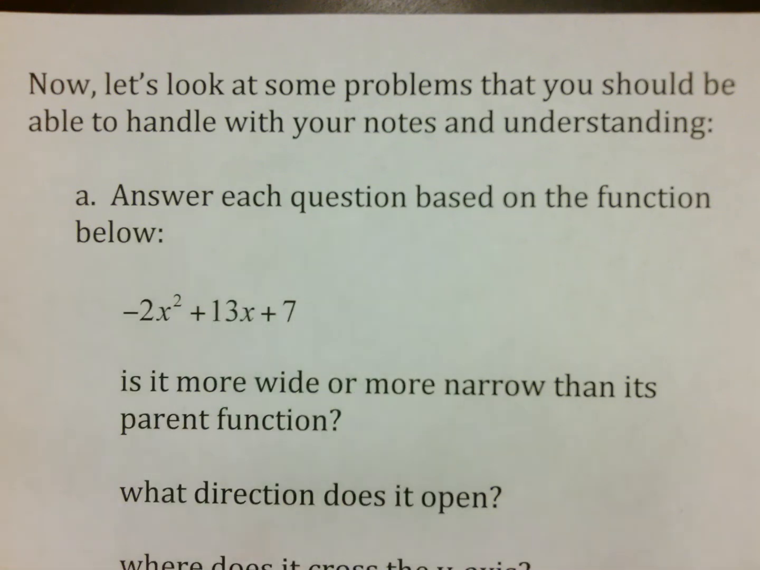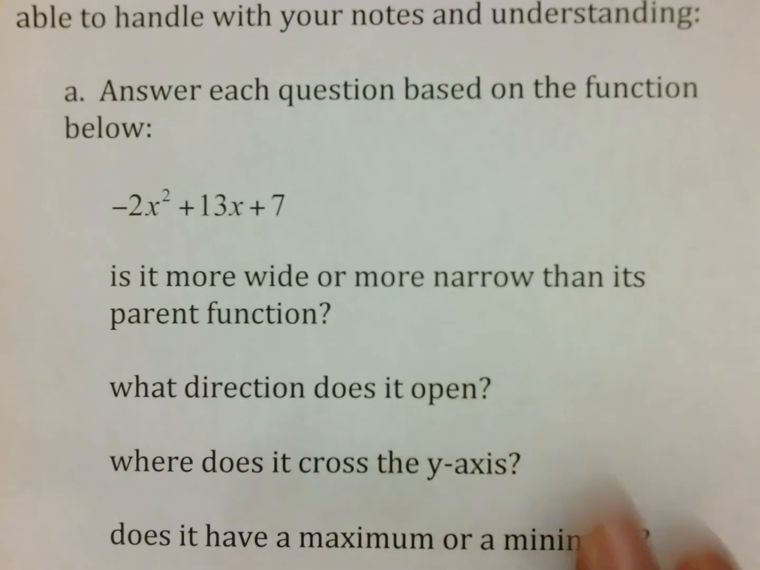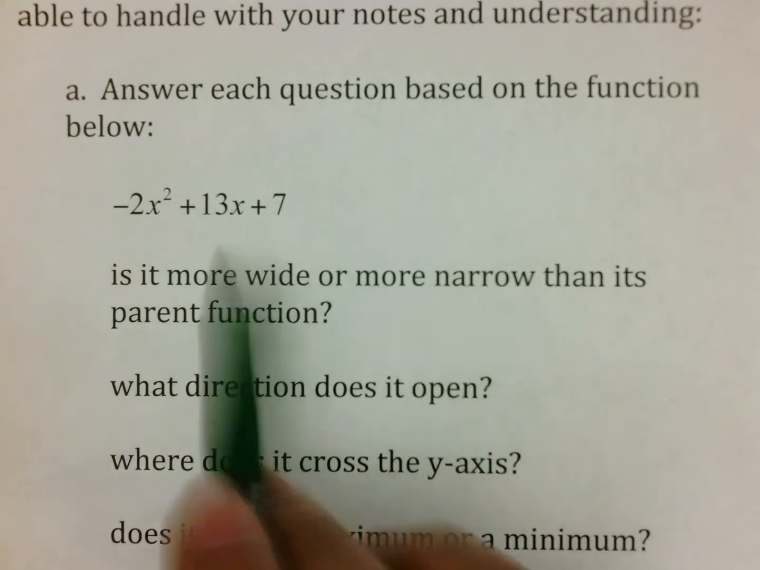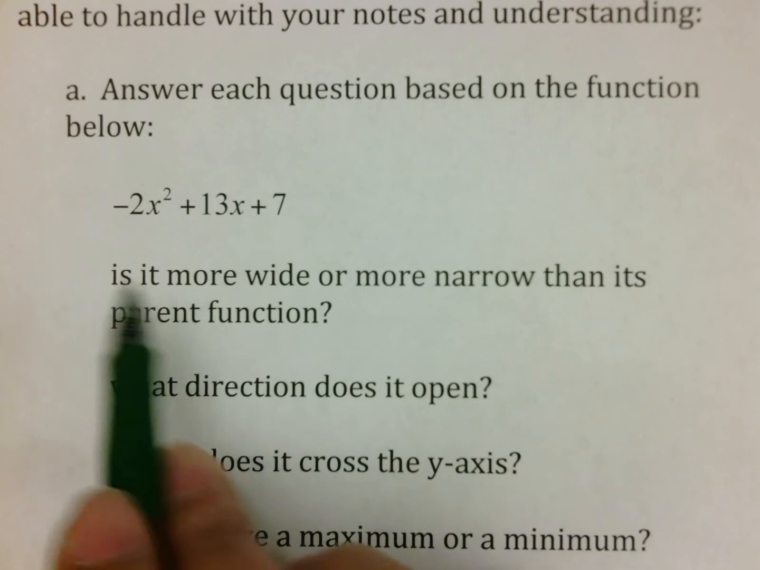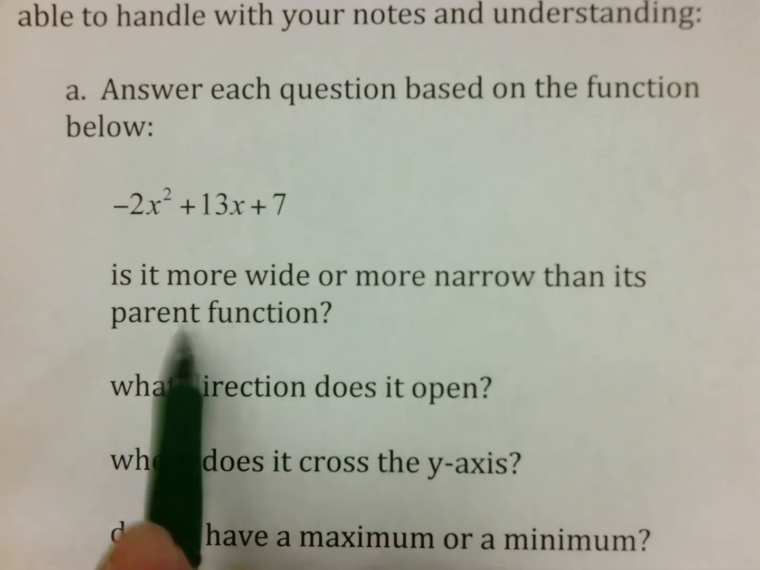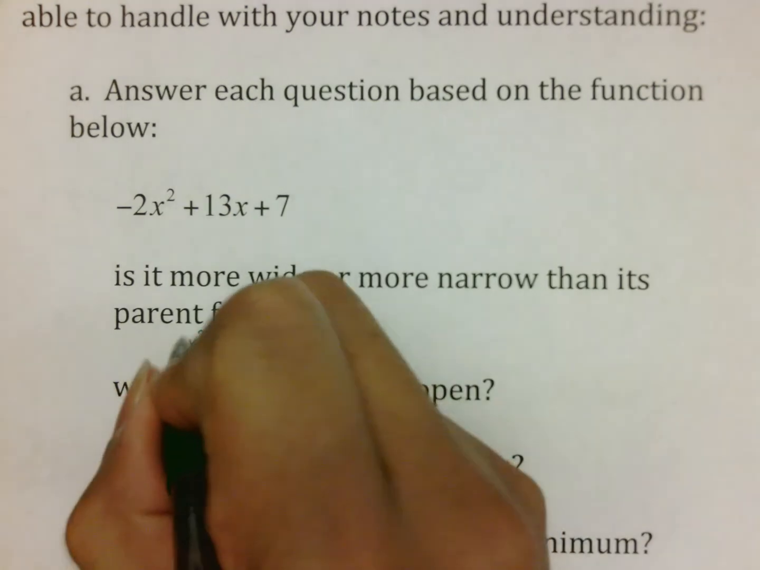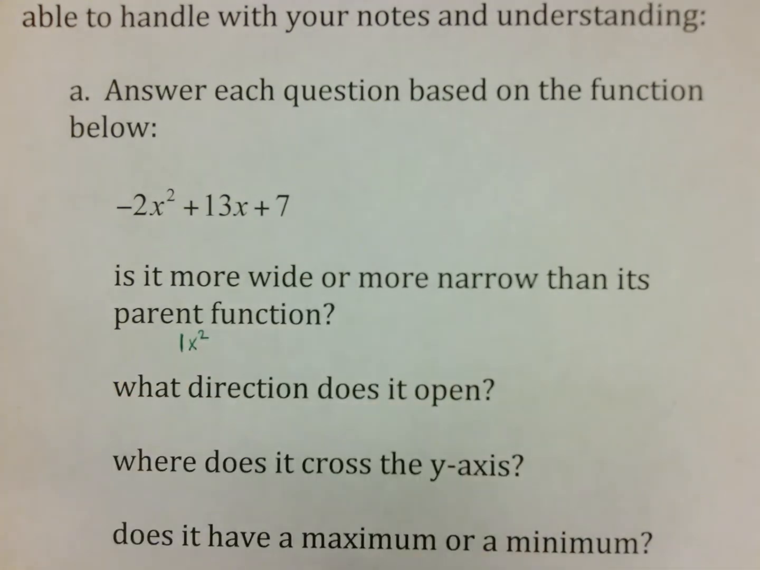One of the things you're going to be asked to do, especially to start, is to answer the question based on the function below. And so this is going to have -2x squared plus 13x plus 7. One question is going to say, is it more wide or more narrow than its parent function? You have to remember that the parent function is x squared, which means that you're comparing it to the number 1.